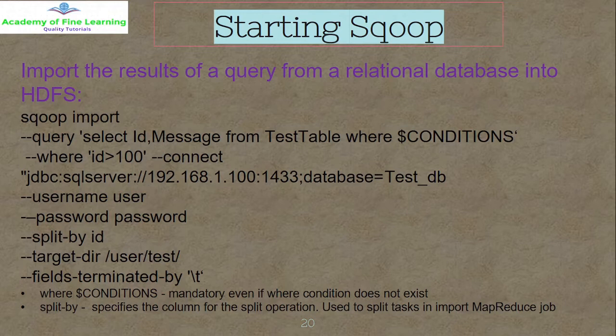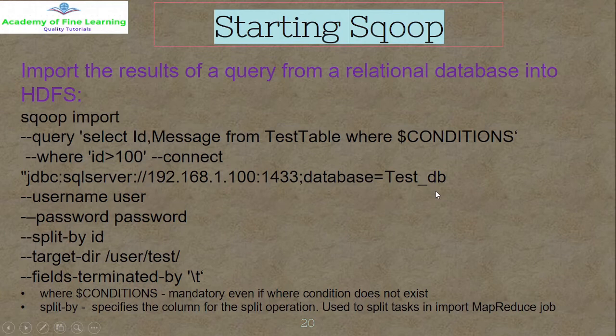Now we are writing double dash connect. So what are you connecting? Connecting with this SQL server by using the JDBC driver, Java Database Connectivity driver, SQL server, which is there in this particular location, at this particular IP address 192.168.1.100 with the port number 1433, and the name of the database is test_db. So this table, test table, lies inside the database test_db.